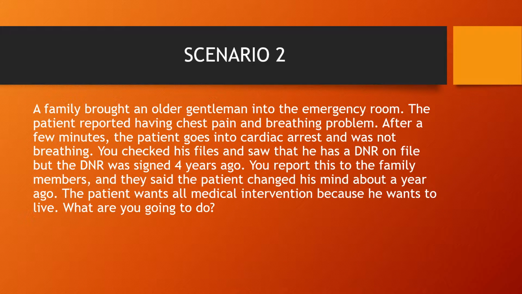So, the second scenario, a family brought an older gentleman into the emergency room. The patient reported having chest pain and breathing problem. After a few minutes, the patient goes into cardiac arrest and was not breathing. You check his file and saw that he has a DNR on file, but the DNR was signed 4 years ago. You report this to the family members, and they said the patient changed his mind about a year ago. The patient wants our medical intervention because he wants to live. What are you going to do?